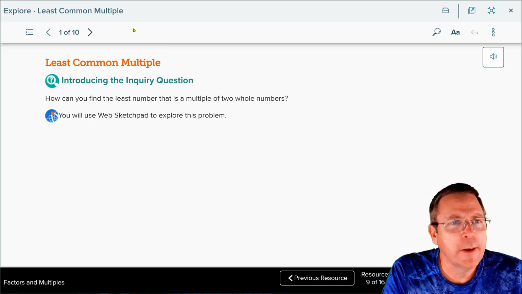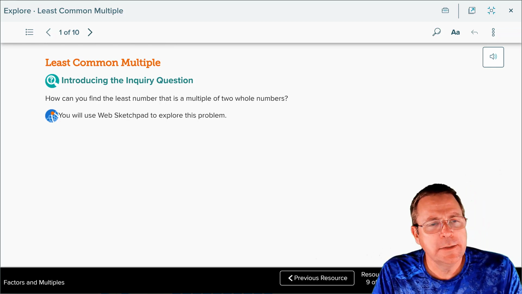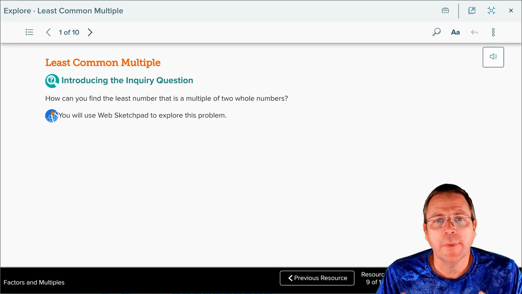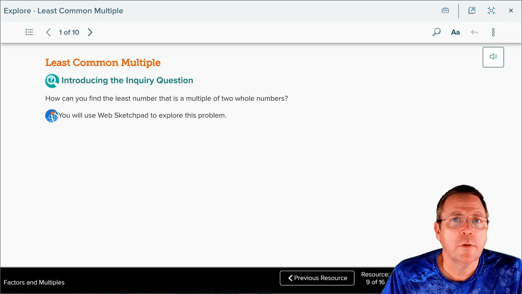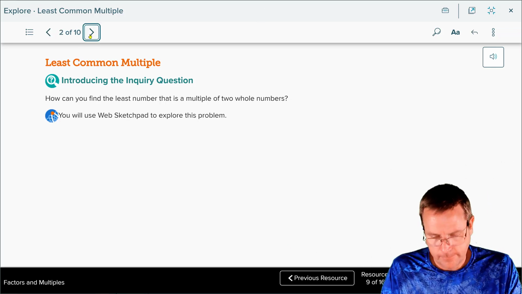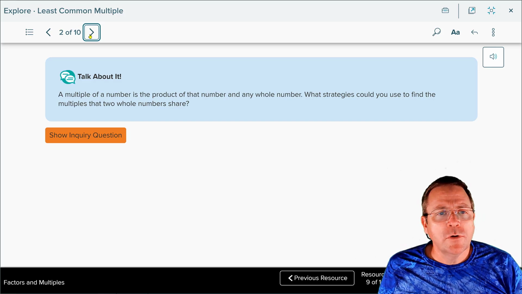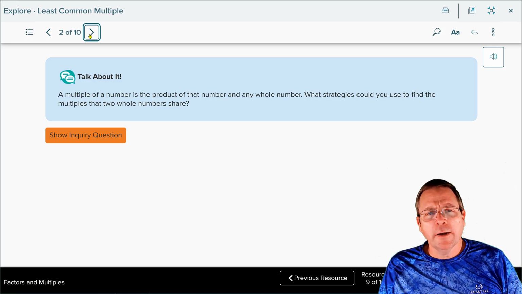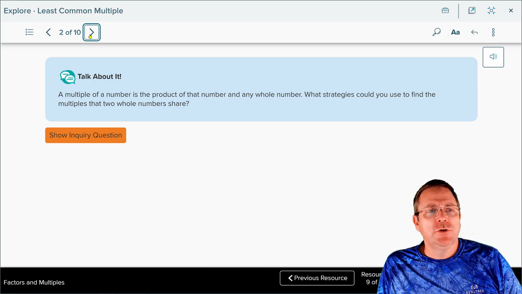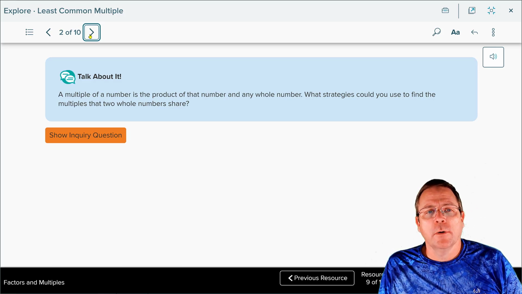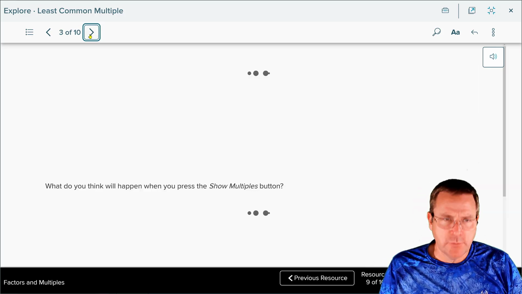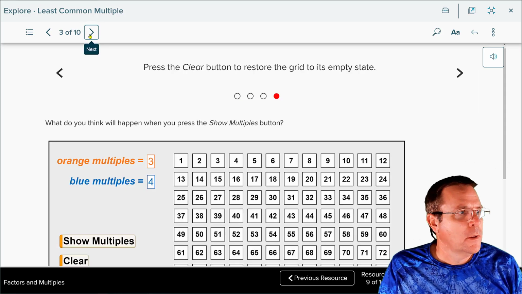Now we're going to take a look at least common multiples. A least common multiple is going to be the least number that is a multiple of 2 whole numbers. So let's take a look and see what they're talking about here. Go on to our next slide. And it tells us that a multiple of a number is the product of that number and any whole number. And what strategies could you use to find multiples of 2 whole numbers to share? Well, let's go back to the Wayback Machine and look at what they did in elementary school.